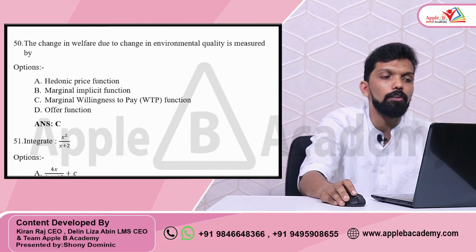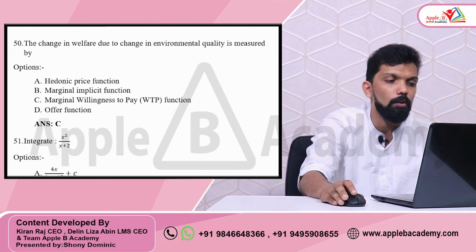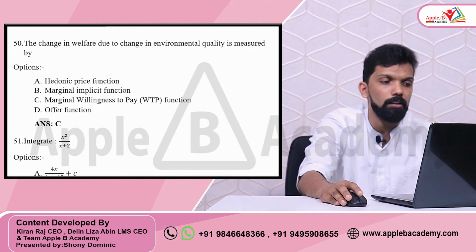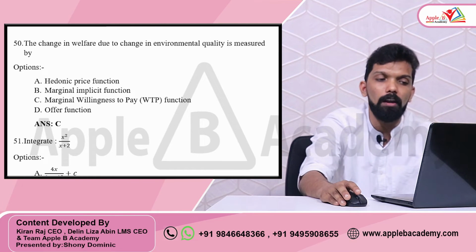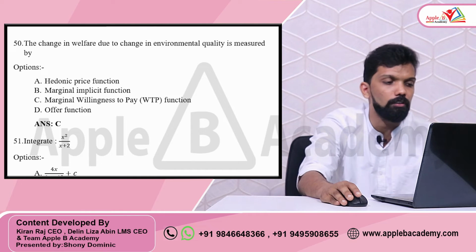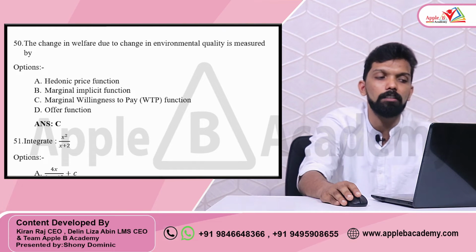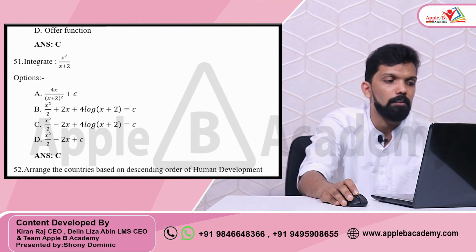The change in welfare due to change in environmental quality is measured by options: hedonic pricing function, marginal implicit function, marginal willingness to pay function, offer function. So the right answer for this question is marginal willingness to pay function, which is option C.